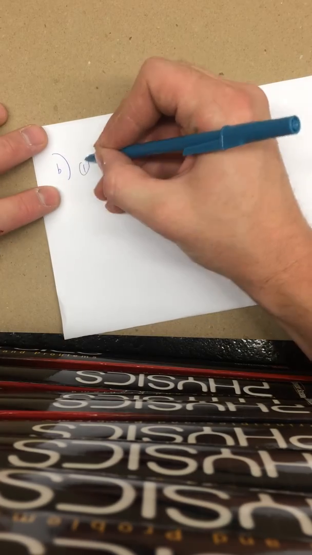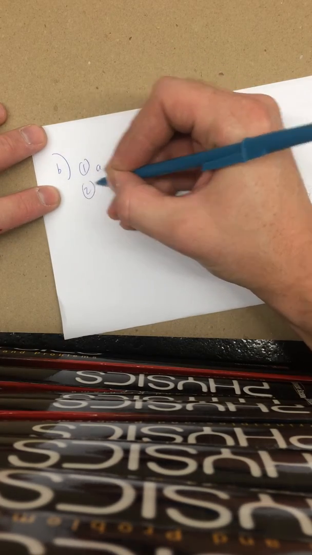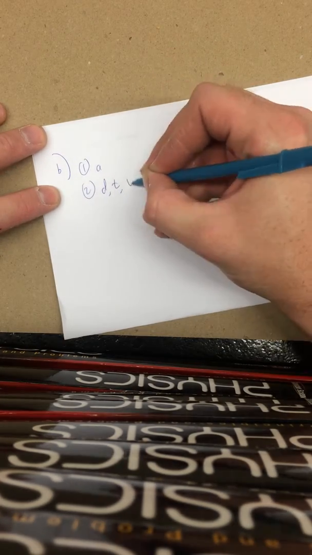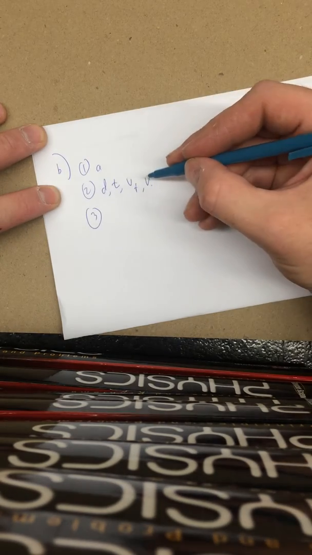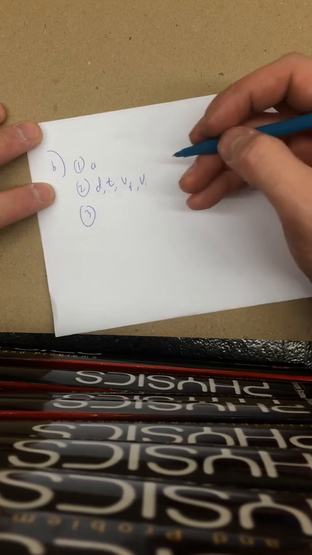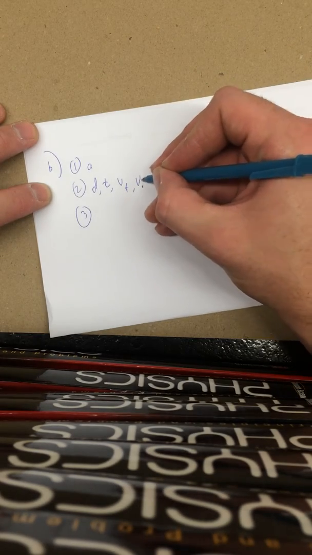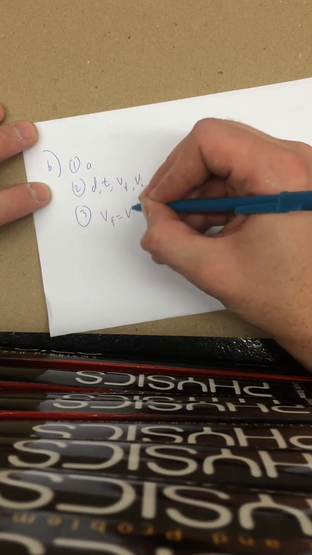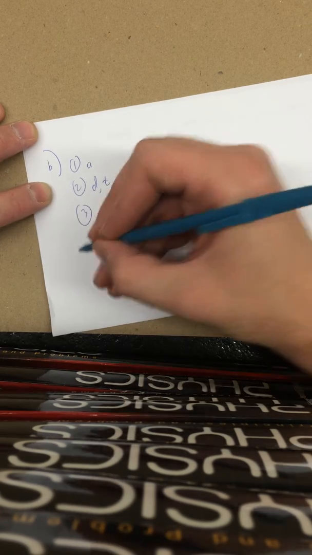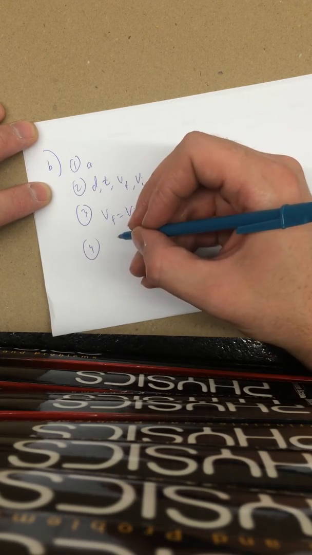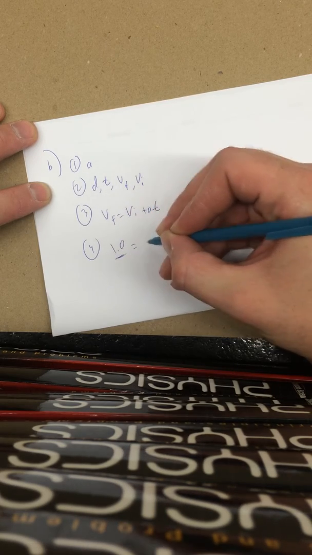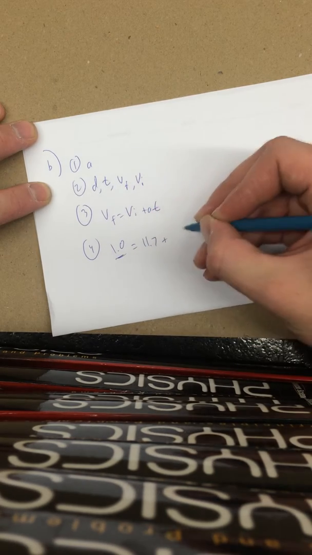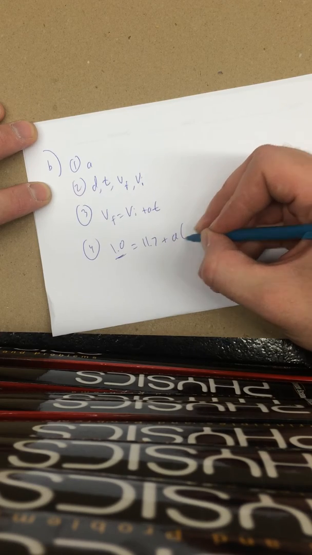So step number 1, we solve for A. Step 2, we have D, T, VF, and VI. With that being, we can basically use every single equation that we have. So I think the best one to use, or the easiest one to use, is just VF is equal to VI plus AT. Step 4, the VF in my case would be 1.0 for my code. The initial is 11.7. A is what I'm solving for, and T is 8 seconds.